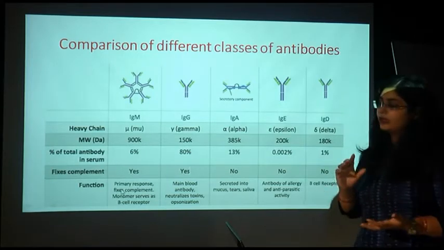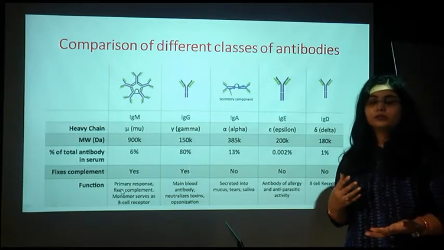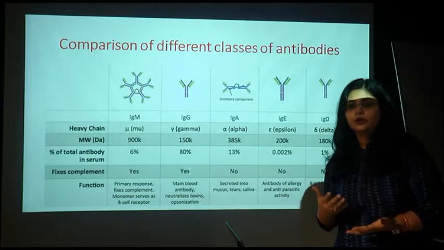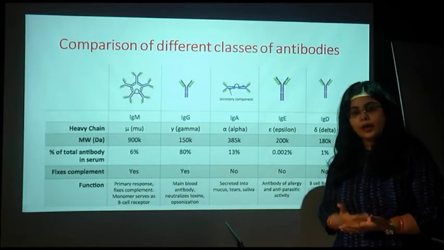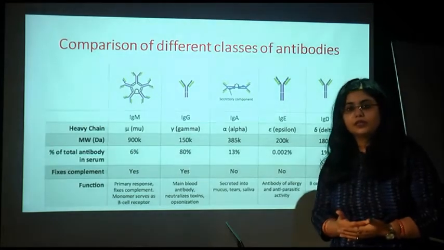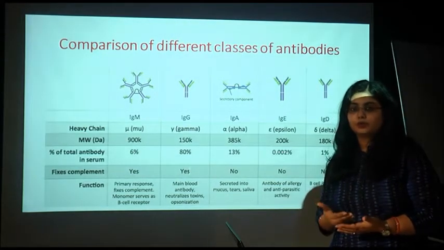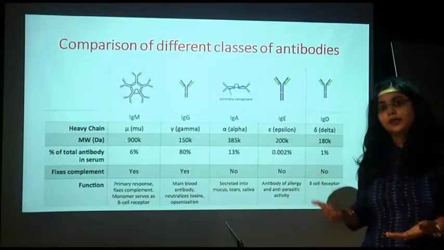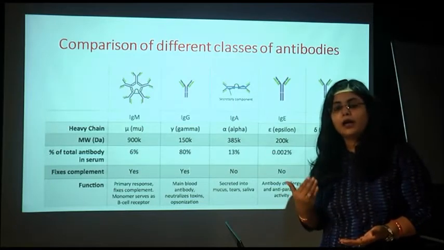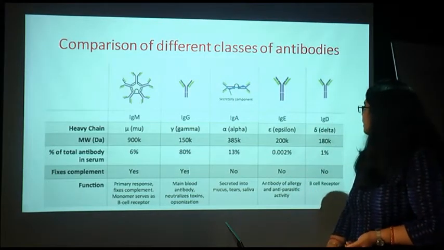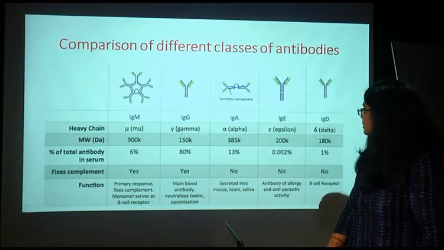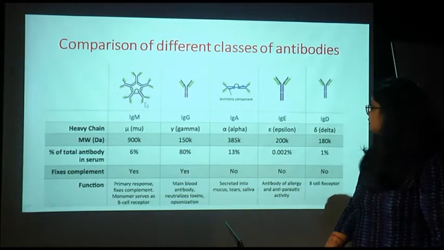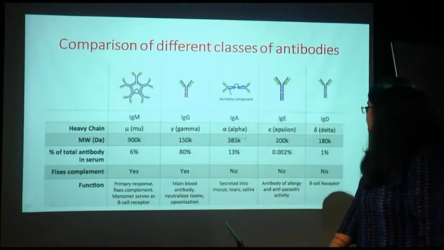Now whenever the body encounters a novel antigen, IgM is the first antibody to be developed against it. So IgM is involved in what is known as the primary response. However, the secondary response is elicited by IgG. Okay. Next comes IgG, like we saw, it's a monomeric structure, and IgM is a pentameric structure.